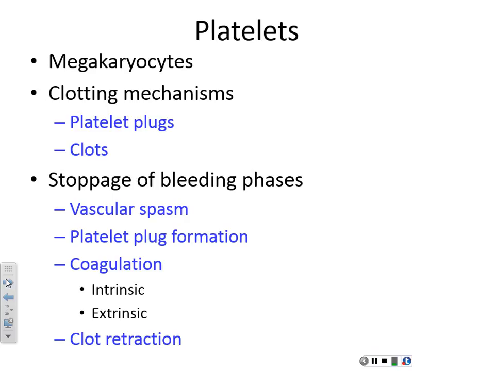Contraction of smooth muscle, right? And therefore the vessel will shrink. Sometimes the smaller capillaries can completely shut down after the vascular spasm. Then of course there's platelet plug formation, which happens when collagen is exposed. You get von Willebrand factor from the endothelial cells that will stick those platelets onto the collagen to cover it up and start to form a plug, all right?